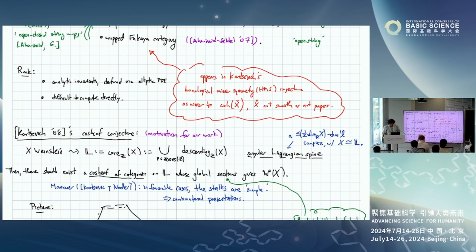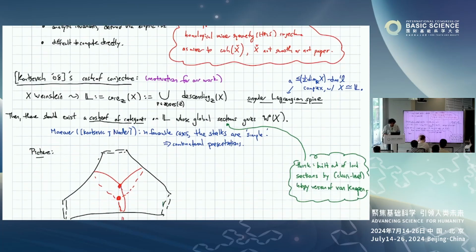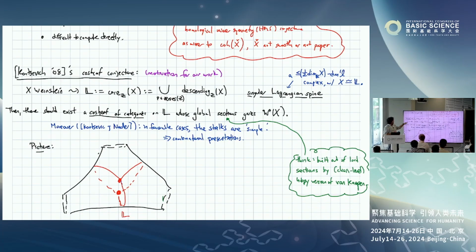our work. So Kontsevich's conjecture involves studying for a Weinstein manifold this gadget, which I'll call bold L. You might call it the core of X with respect to Z. You could think of that as the union of all descending manifolds from critical points. So you take your Liouville vector field, it's gradient-like for a Morse function. So in particular, there are critical points or zeros of it. There are finitely many. And you take the union of its descending submanifolds.